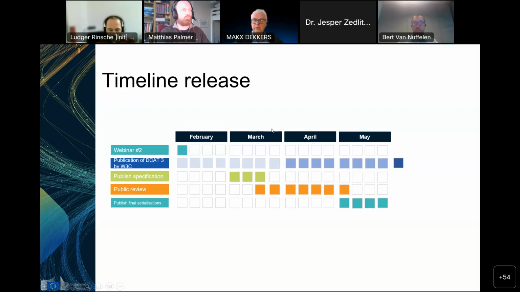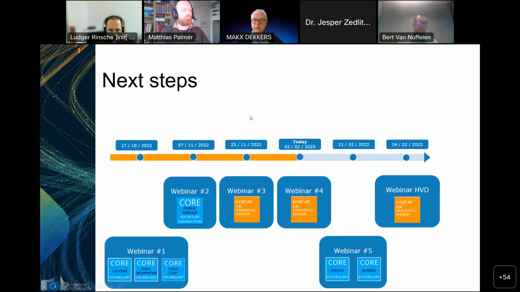That's the button pushing on that, and I still want to invite you to the upcoming webinars. On one hand, on the core vocabularies, on person, business, and so on, and the other one on high-value datasets. That's where we discussed it already in an announcement earlier, on the 24th of February. You will get an invite for that one as well.